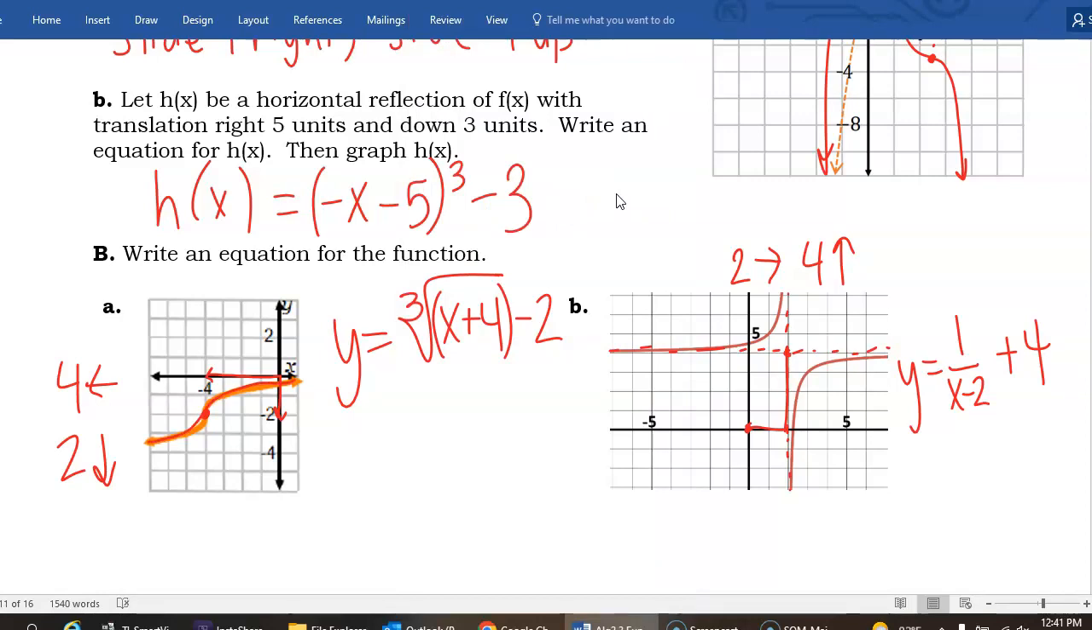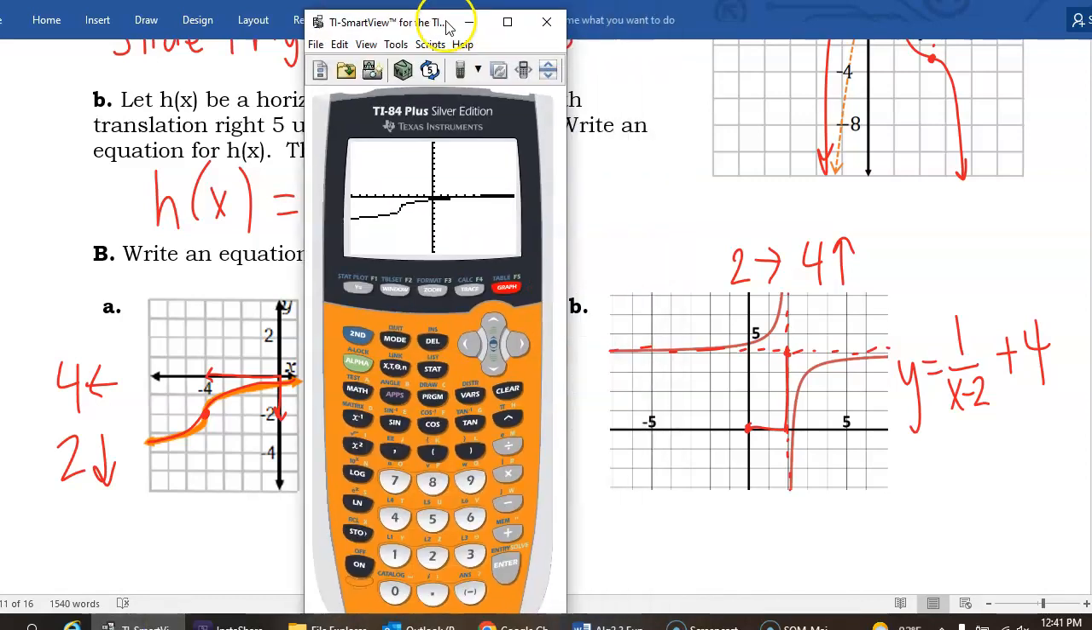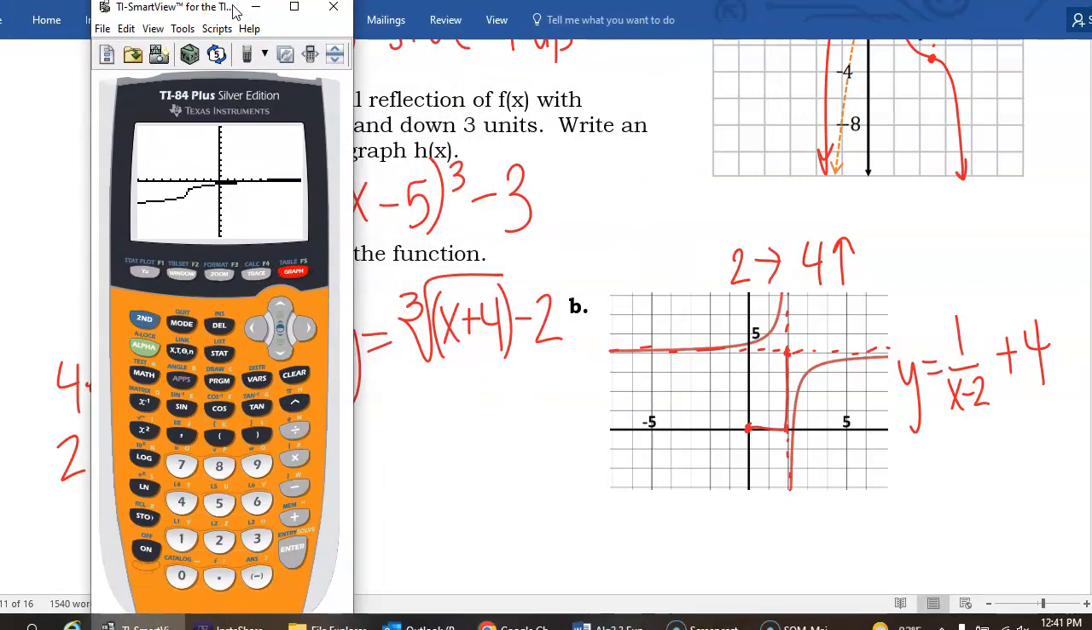Okay? And let's try the letter B graph. Slide it back out of the way. Y equals, I'm going to clear that off. We are doing 1 over x minus 2. I'm putting that in parentheses to show that it goes with the x, plus 4.